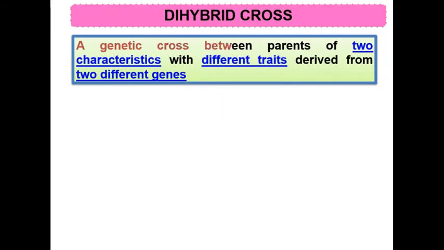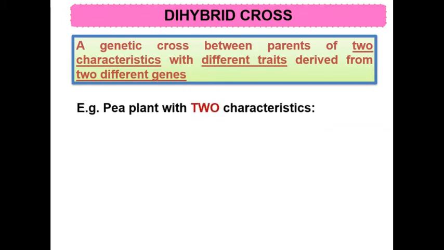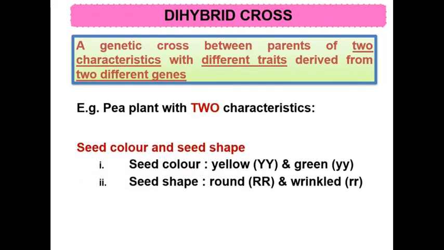The definition of dihybrid cross is a genetic cross between parents of two characteristics with different traits derived from two different genes. Both parental organisms involved are purebred. For example, pea plant with two characteristics. First character is seed color and the second is seed shape.